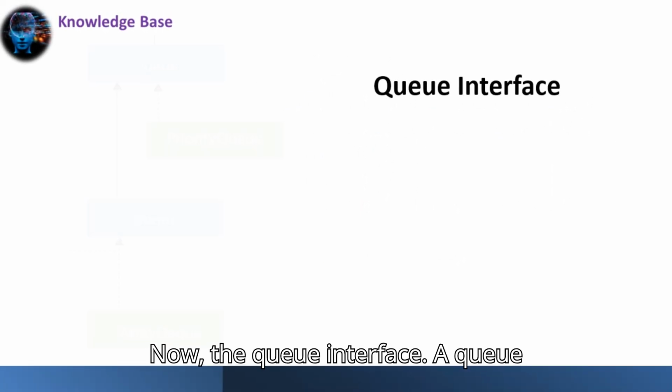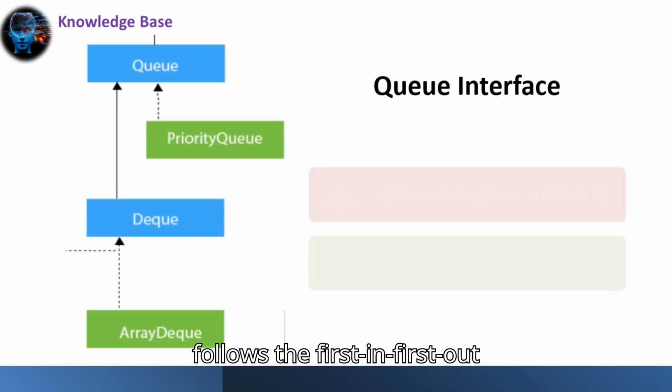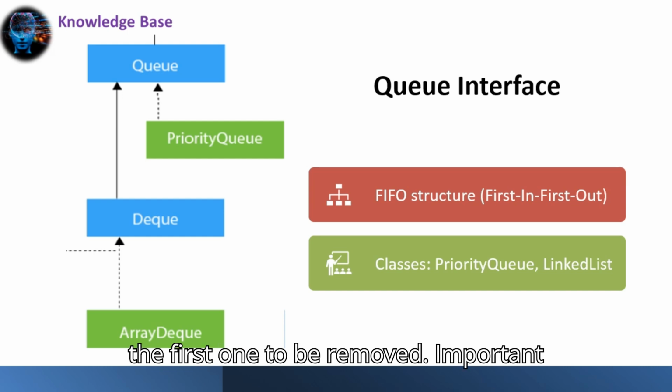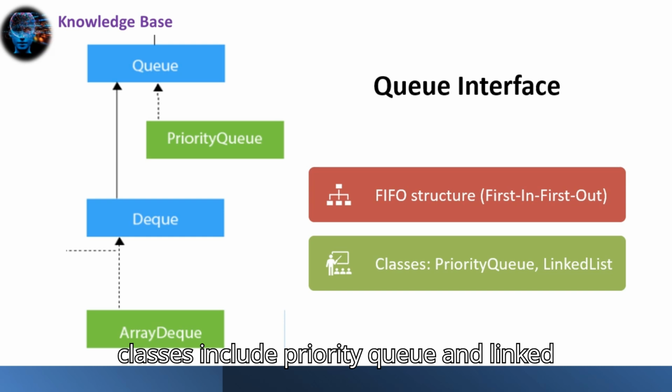Now, the Queue interface. A Queue follows the first-in, first-out (FIFO) principle. The first element added is the first one to be removed. Important classes include PriorityQueue and LinkedList.